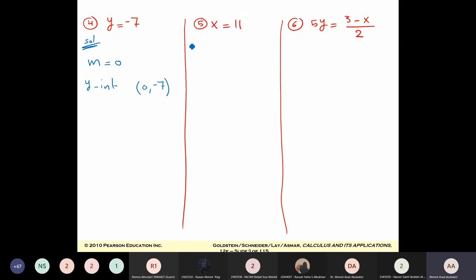In equation number 5, the slope equals what? Undefined. Undefined. And the y-intercept does not exist.